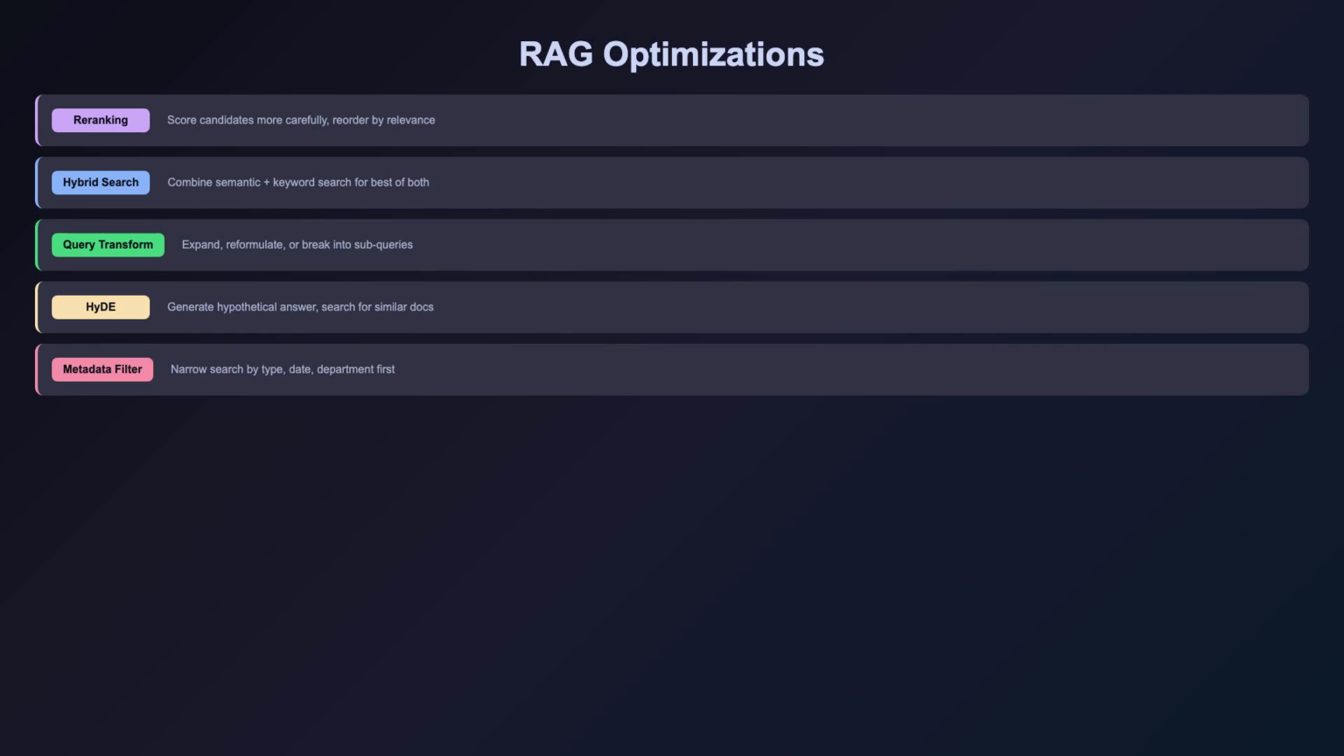Hybrid search combines semantic search with keyword search. Some queries work better with exact keyword matches, especially for names, codes, or specific terms. Hybrid search gets the best of both approaches.